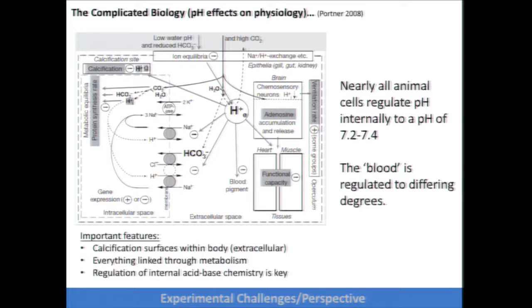Okay, so here's one. This is Hans Portner's perspective on the biology around calcification. And you'll notice there's lots of protons and transport processes. And so in this model, calcification surfaces are extracellular. Everything's linked through metabolism, and internal acid-base chemistry is the key. We know that within cells, nearly every animal regulates the pH very closely, and the blood, or the stuff that circulates around the outside of the tissue or within the tissue, has different levels of regulation.